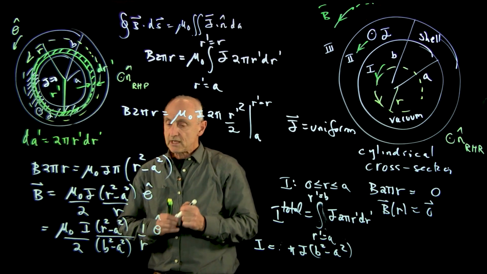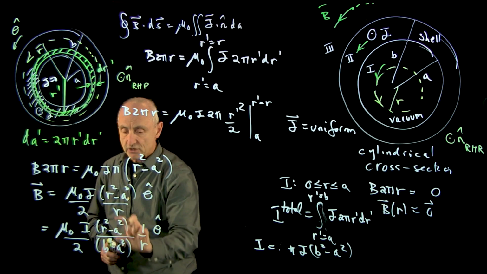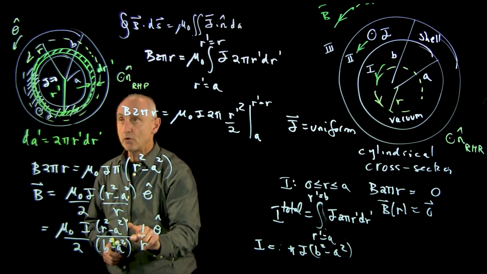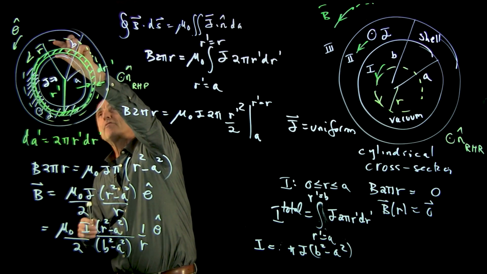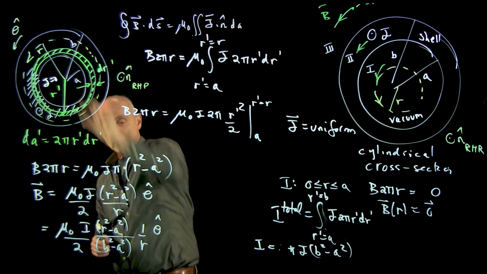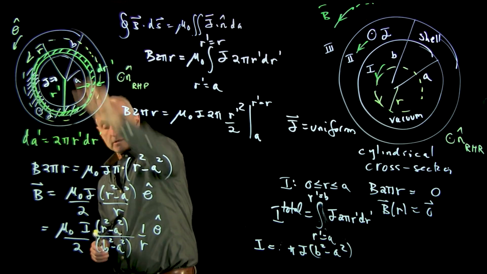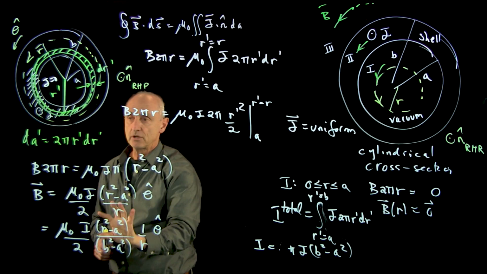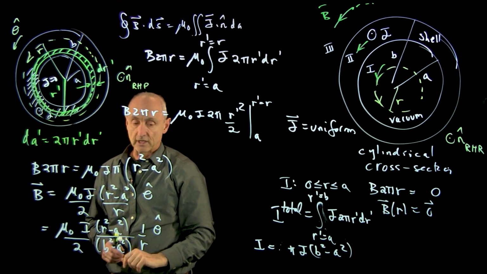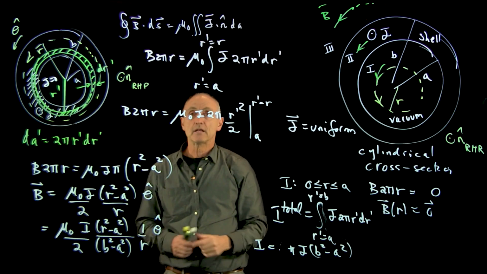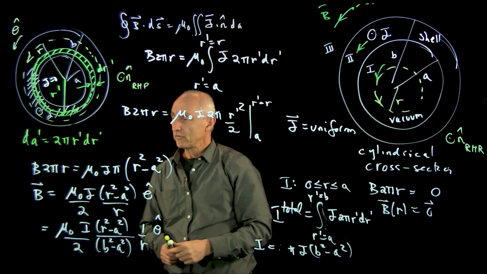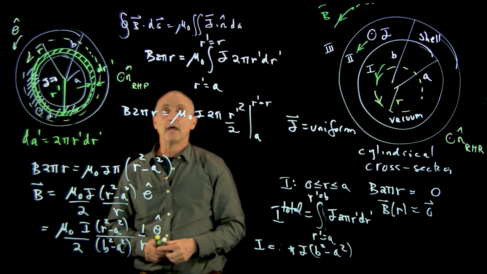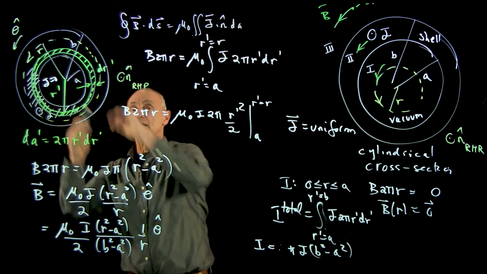So what I'm seeing here is this factor here, I times this. This is the ratio of the area of my Amperian, of this area, to the big area here, and that's the fraction of the current that's enclosed. And so that is my result for the magnetic field. And let's just check our results. And that's the field inside this shell.